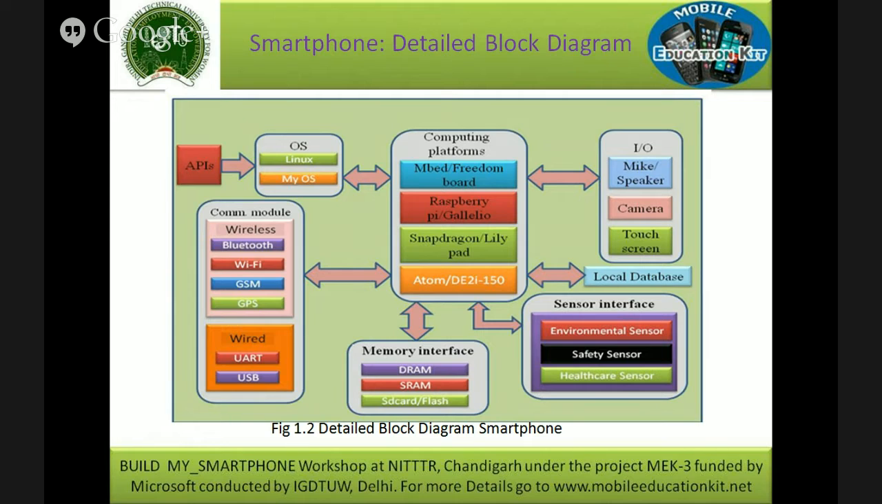I have a class of families of computing platforms that suit my application. So here is an embedded or Freedom board. I could build the mobile or smartphone with this. The second option is the Raspberry Pi or Intel Galileo. Then there is also the Snapdragon or LilyPad, or an Intel Atom-based processor. These are some of the platforms I am working with. I'm not saying that I'm not working on something else. There may be many more options available to us.